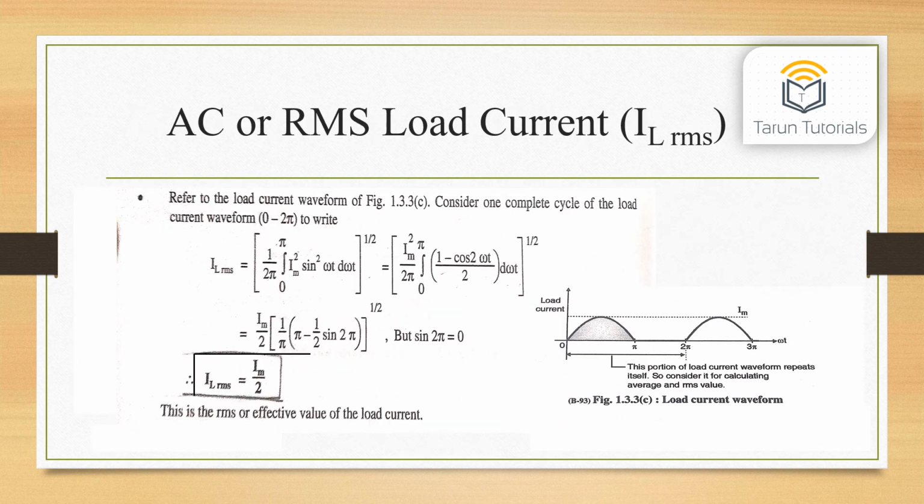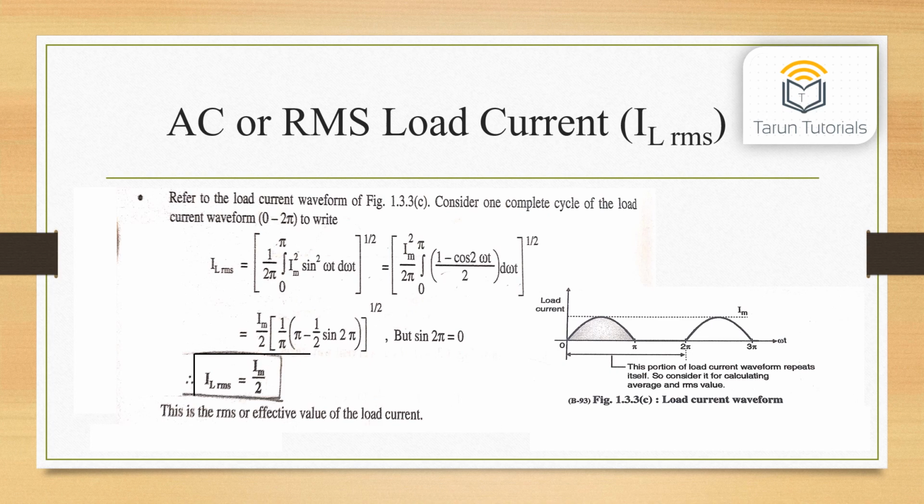AC or RMS load current, that is ILRMS. Refer to the load current waveform of the figure. Consider one complete cycle of the load current waveform, that is from 0 to 2 pi. To write ILRMS equal to [1 upon 2 pi integration 0 to pi Im square sin square omega t d omega t] raised to half. After substituting the value of sin square omega t and taking Im square outside, we get ILRMS equal to [Im square upon 2 pi integration 0 to pi (1 minus cos 2 omega t upon 2) d omega t] raised to half.